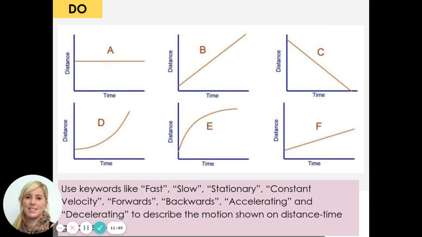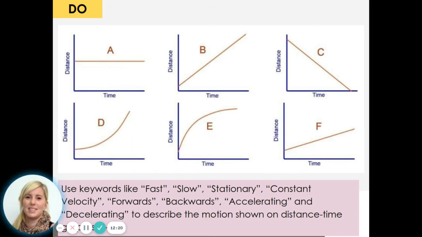Okay, so time for the next one. In your books, you need to write A to F. For each of the letters, you need to tell me whether that line tells me the word is fast, slow, stationary, constant velocity, forwards, backwards, accelerating or decelerating. So if I look at A, it's just a straight horizontal line. What does that tell me about the speed? Some of them have got one word linked to them, some have got 2 and some have got 3.